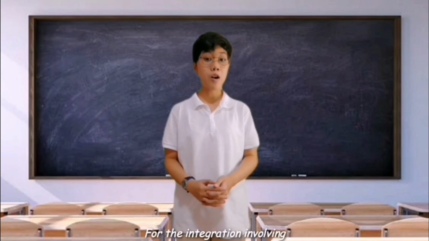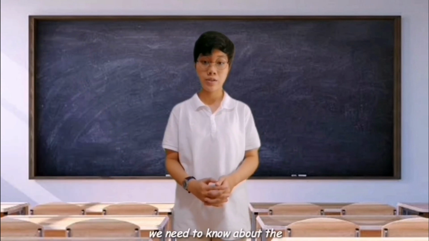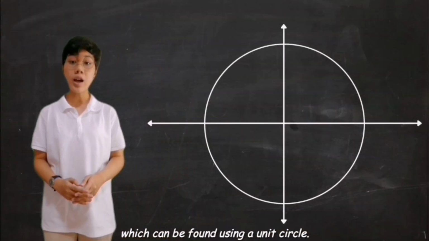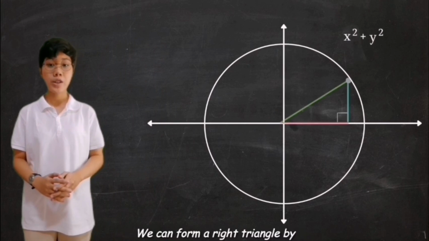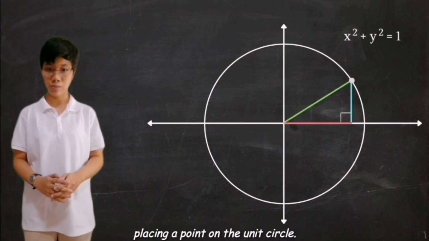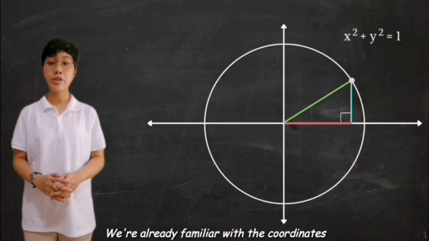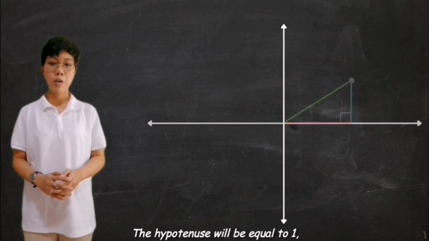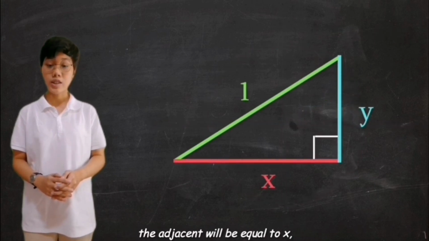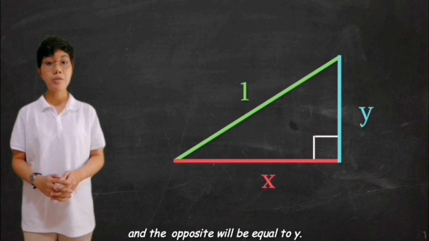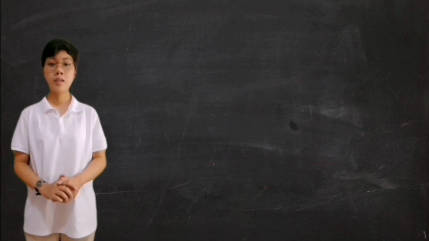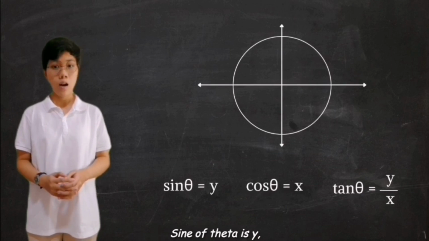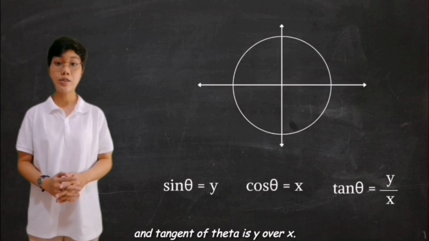For the integration involving trigonometric functions and integrals, we need to know about the 8 trigonometric identities, which can be found using a unit circle. We can form a right triangle by placing a point on the unit circle. We're already familiar with the coordinates of each of these lines, if we recall the Pythagorean theorem. The hypotenuse will be equal to 1, the adjacent will be equal to x, and the opposite will be equal to y. Because of the unit circle, we get formulas like sine of theta is y, cosine of theta is x, and tangent of theta is y over x.